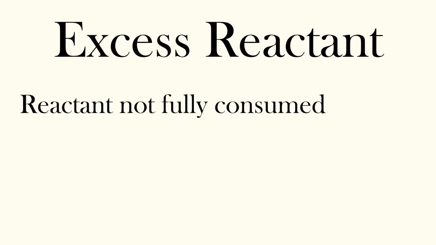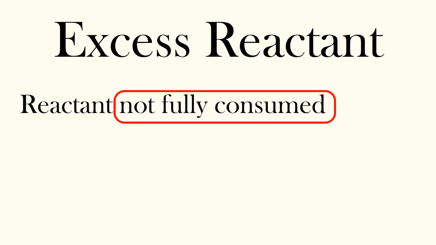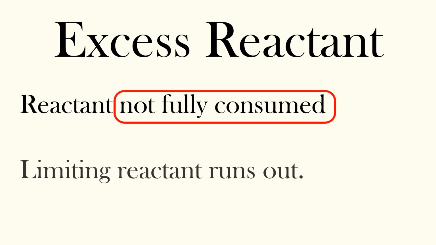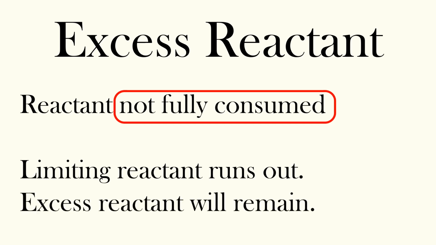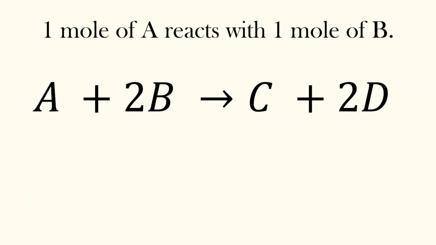Sometimes there's more than one reactant. The excess reactant is the reactant not fully consumed. Recall, the limiting reactant runs out and some excess reactant will remain. Consider this simple example. 1 mole of A reacts with 1 mole of B. Let's identify the limiting and excess reactants.